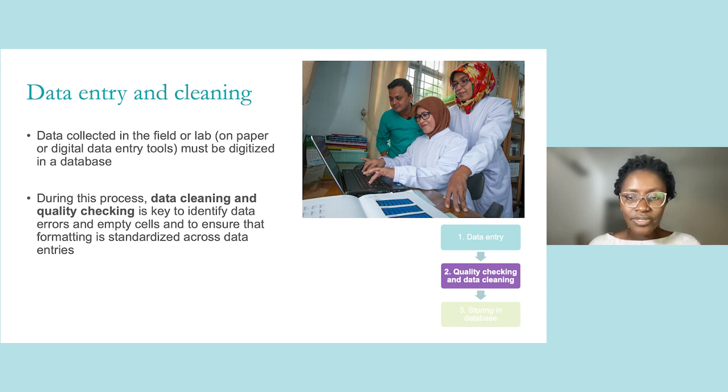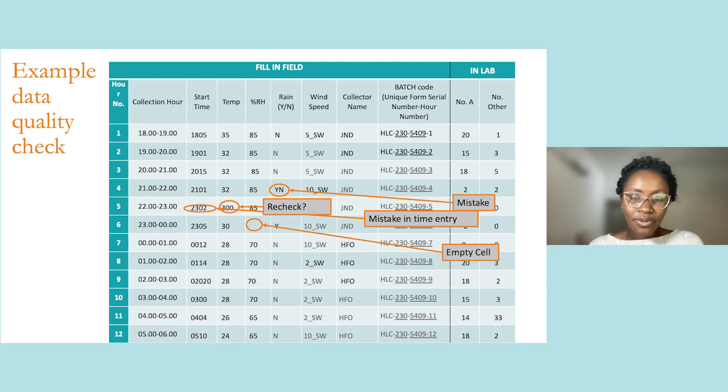During and after this process, data are cleaned and checked for quality. This is done by validating that data are within specified ranges according to the data dictionary, checking for errors and missing values, and ensuring that formatting is standardized across data entries. Let's look at an example of data cleaning. Data cleaning involves turning all data entries into entries that can be used for analysis. This table presents data from an HLC collection.